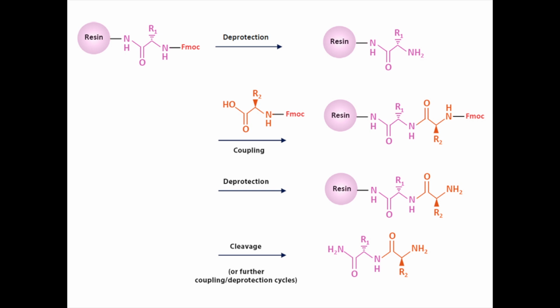But once you're done, you can see there at the very bottom you have cleavage, which basically happens using this really strong acid. It cuts that peptide bond from that first amino acid to the resin, and also takes off all of the other protecting groups that protect the side chains of that specific protein.